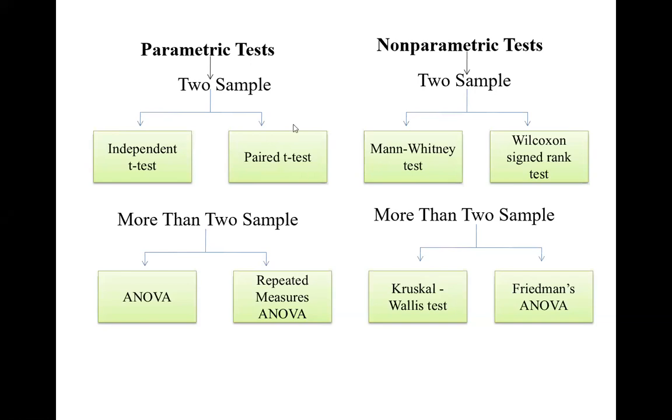If my data is not normally distributed in a paired t-test, then the equivalent to the paired t-test is the Wilcoxon signed rank test.